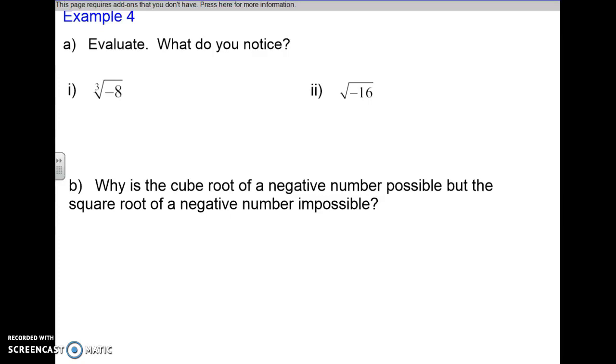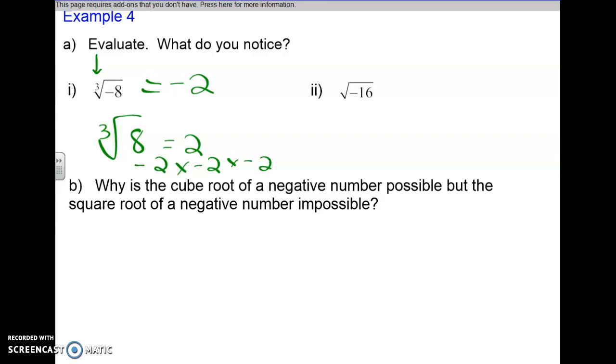So let's try this now. Evaluate example 4, the cube root of negative 8. I'm looking for what number multiplied by itself 3 times is going to give me negative 8. Well, I know the cube root of 8 is positive 2. 2 multiplied by 2 multiplied by 2 is positive 8. If I switch that to negative 2, multiplied by itself 3 times will give me that negative 8. Think 1 negative, 2 negatives, that's positive 4, multiplied by another negative 2 is going to give me that negative 8.